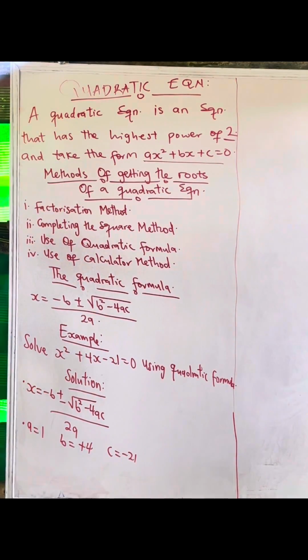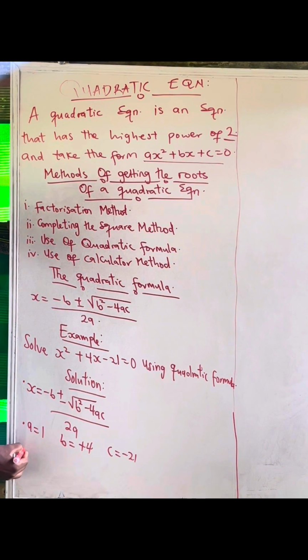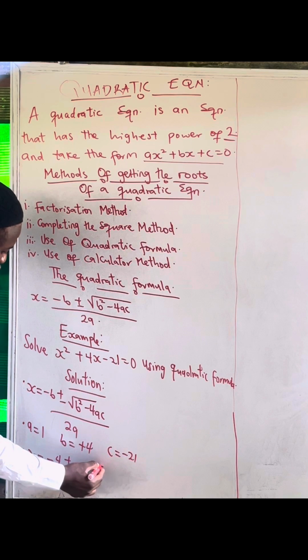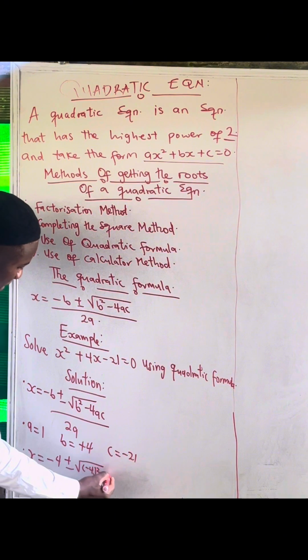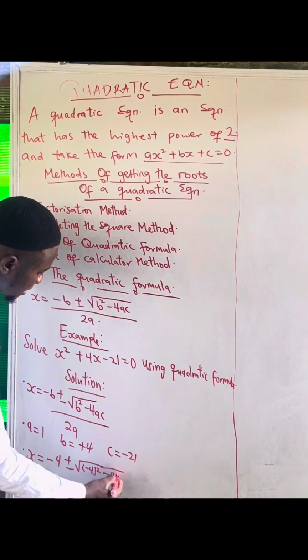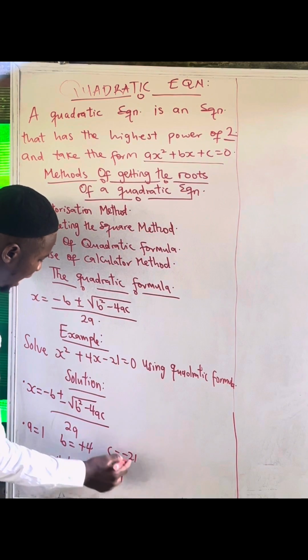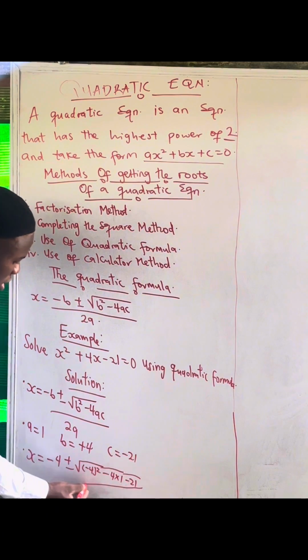So therefore, guys, we can substitute all these parameters into this formula. Then our equation will turn to minus, our b is 4, right? Minus 4 plus or minus square root of b squared. That is minus 4 squared, minus 4ac. That is 4 times a, which is 1, and c is minus 21, all over 2a. That is 2 times 1.